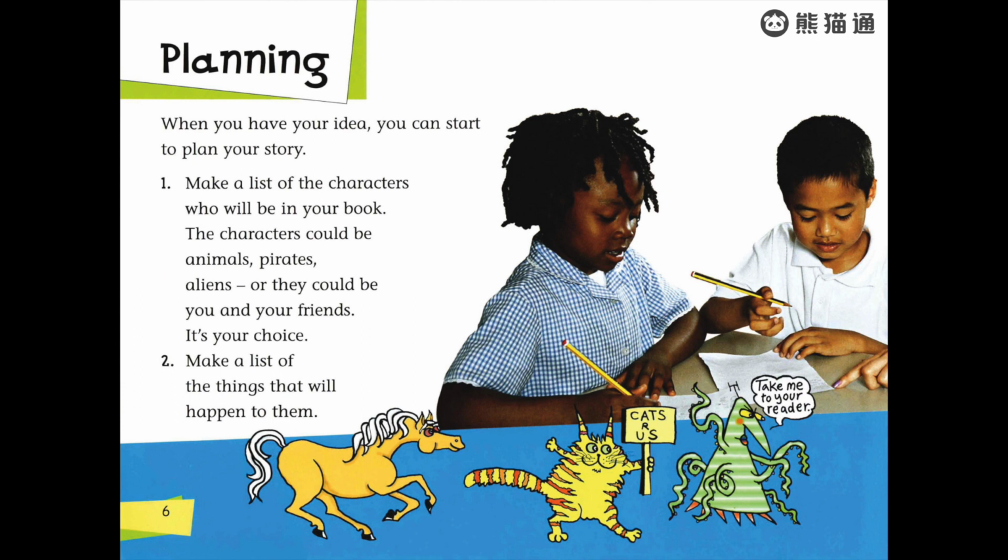Planning. When you have your idea, you can start to plan your story. 1. Make a list of the characters who will be in your book. The characters could be animals, pirates, aliens, or they could be you and your friends. It's your choice. 2. Make a list of the things that will happen to them.